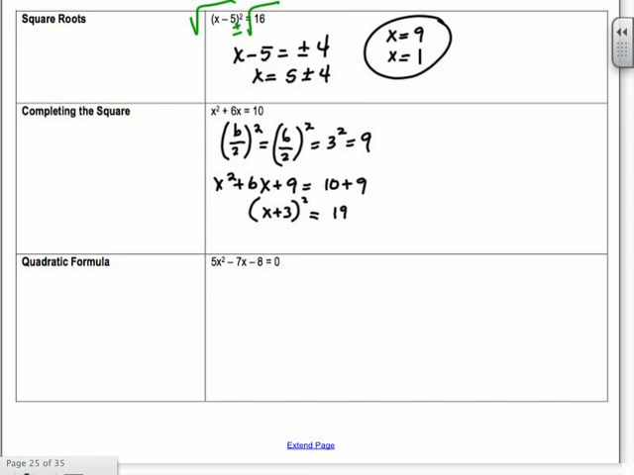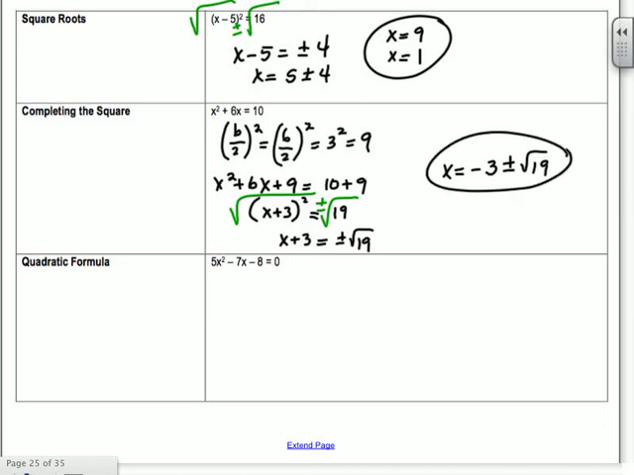You can then solve it just like the square roots method. So you should get x plus 3 equals plus or minus the square root of 19. So x equals -3 plus or minus the square root of 19. So those are two answers, -3 plus square root of 19, -3 minus square root of 19.